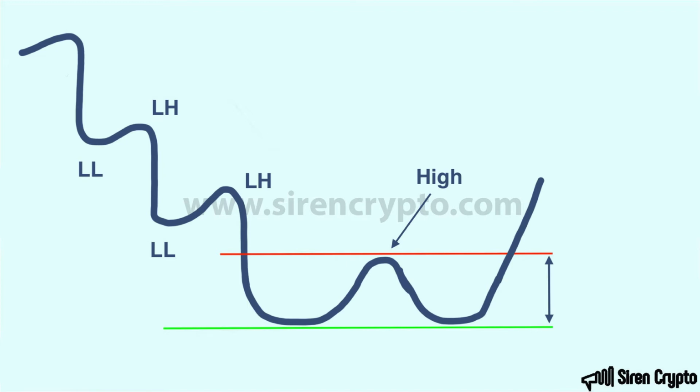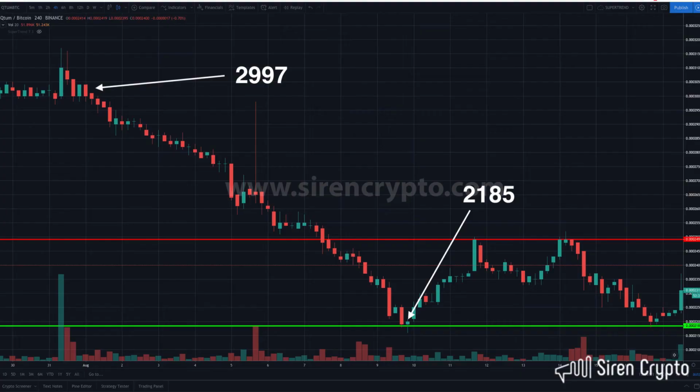Let's take a look at a couple of real markets, a double bottom and a double top, and how we could have traded them. Let's take a look at QTUM paired with Bitcoin. I'm looking here on a 4-hour chart. We can see that the price was in a decline. It slid from 2997 Satoshi to 2185 Satoshi.